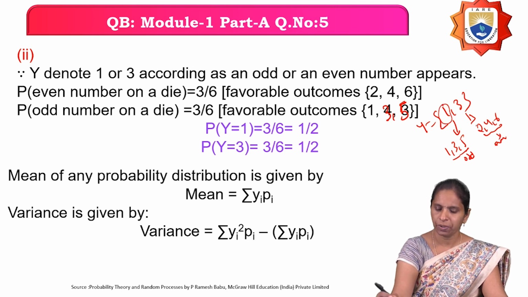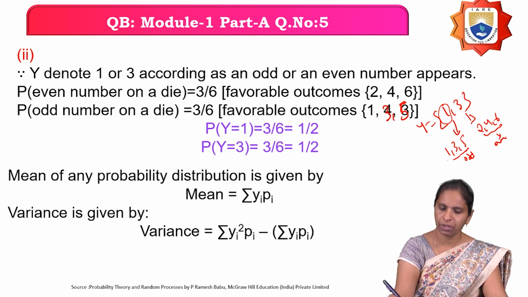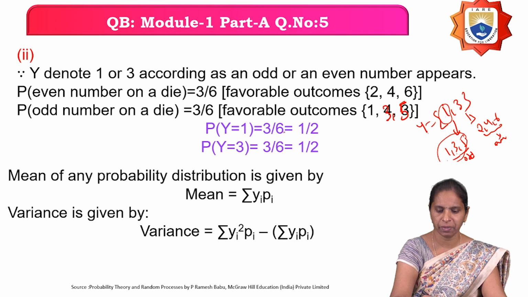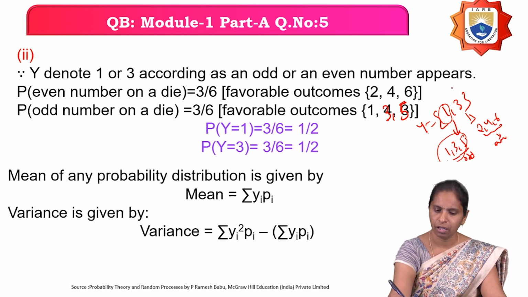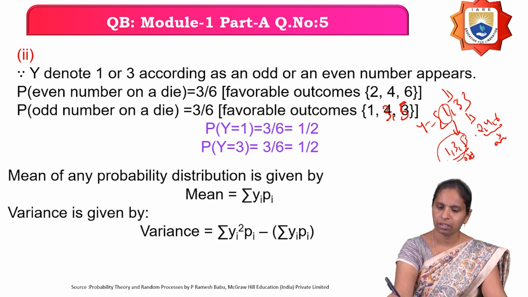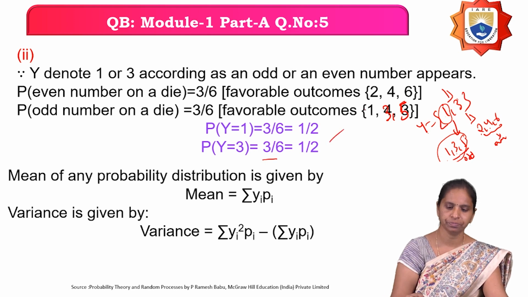Then what is p of y equals 1? Nothing but p of getting the number 1 or 3 or 5 on the die. How many possibilities have we here? 3. Total possibilities are 6. Therefore, 3 by 6. Next, what is p of y equals 3? Nothing but probability of getting a number 2, 4, or 6 on the die. Nothing but 3 by 6. Therefore, p of y equals 3 is 3 by 6, nothing but 1 by 2.